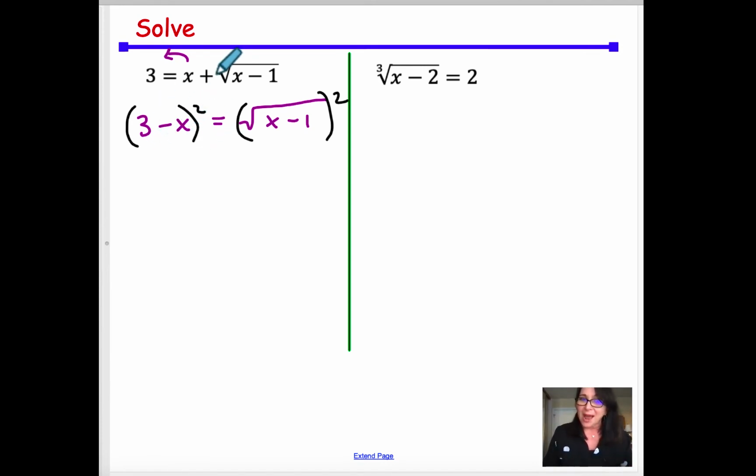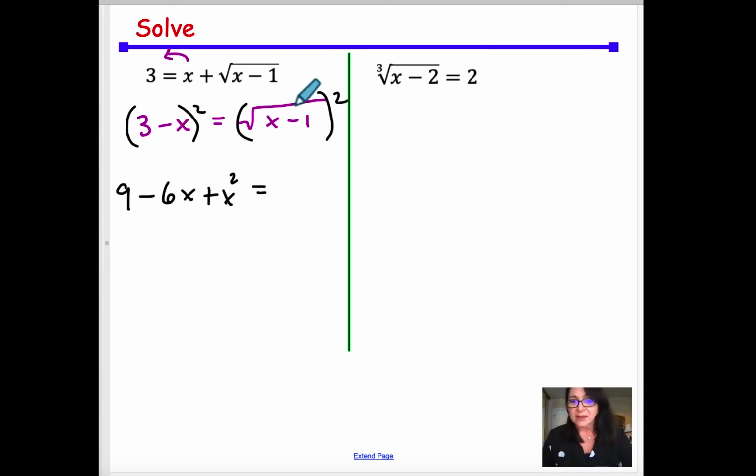Now remember how to square one of these things, right? You're going to square the first term. Squaring the first term is going to give you 9. Square the last term, which is going to give you positive x squared. Multiply these two terms together. So 3 times negative x is negative 3x. Double that is negative 6x.